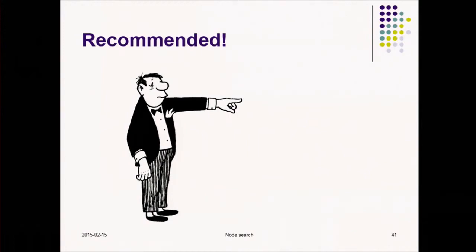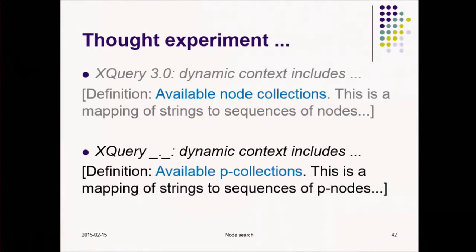I find it interesting, at least to think about the possibility: could P collections be a part of standard XPath and XQuery? And I think it could. Besides adding P nodes as a new entity of information to the XDM, the main change would be the addition of a further component to the dynamic context of XPath and XQuery.